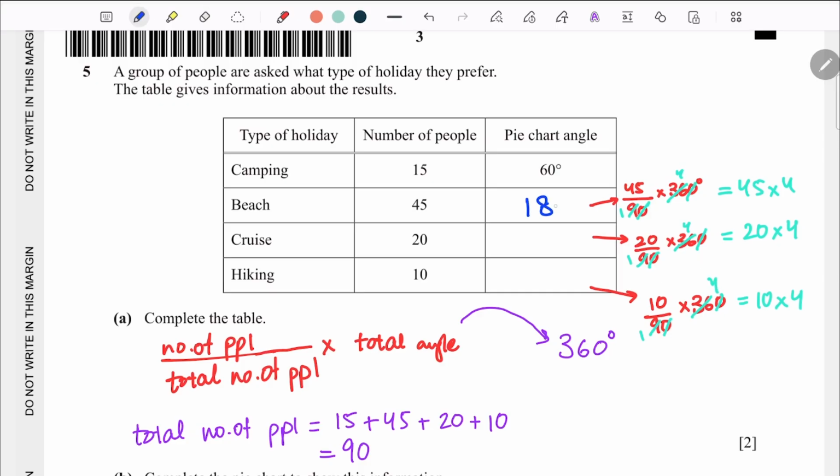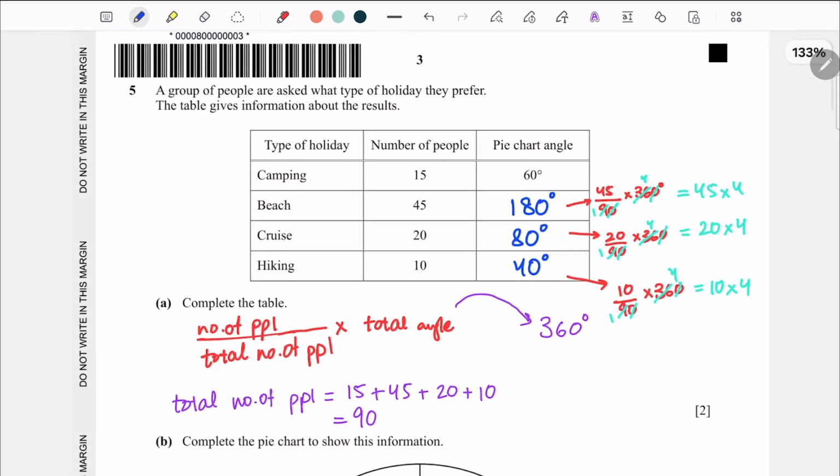45 into 4 is 180 degrees. And 20 into 4 will be 80. And 10 into 4 will be 40 degrees. So this is the completed table.